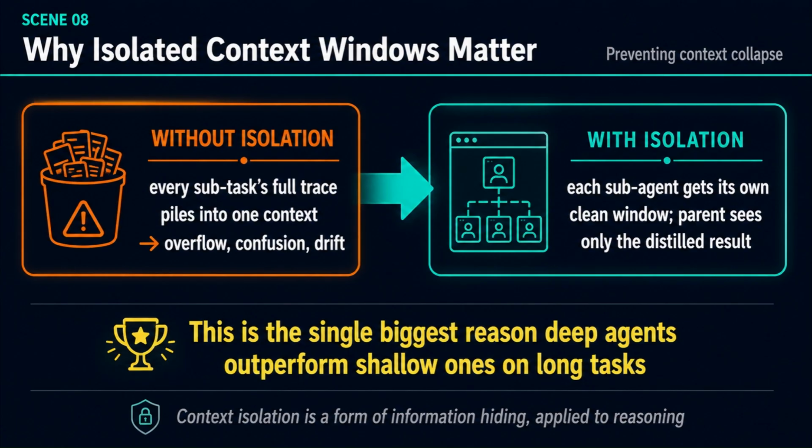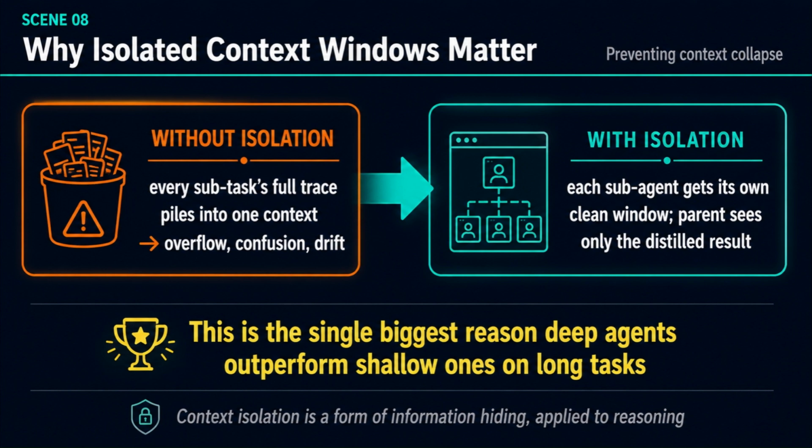Let's be explicit about why this isolation matters so much, because it's the single biggest factor separating deep agents from shallow ones on long tasks. Without isolation, every subtask's complete internal trace, every tool call, every intermediate error, every dead end explored piles into one shared, ever-growing context, and this is precisely the context collapse mechanism from scene 1. Eventually the window overflows or relevant instructions get buried and effectively forgotten under accumulated noise. With isolation, each subagent operates in its own clean window, and the parent receives only the distilled, final result. The internal mess of getting there simply never enters the parent's context at all.